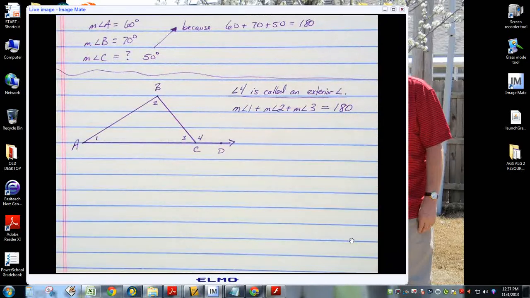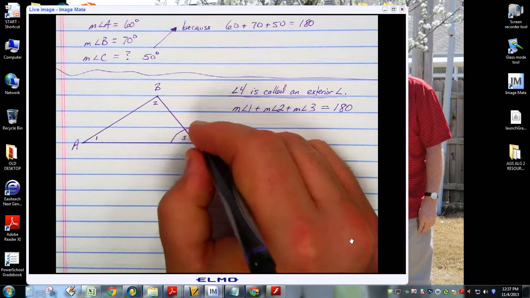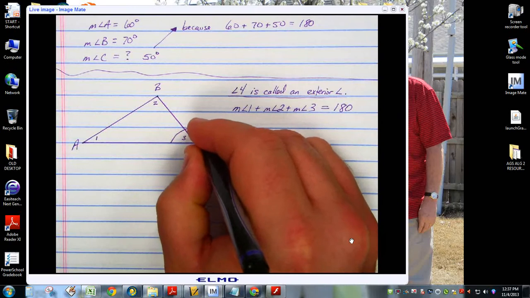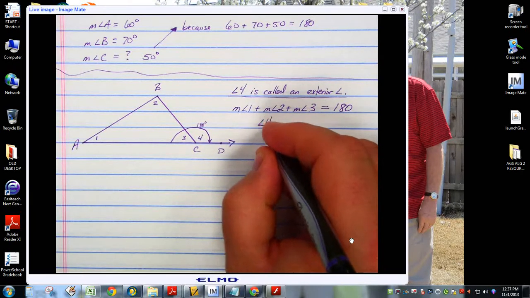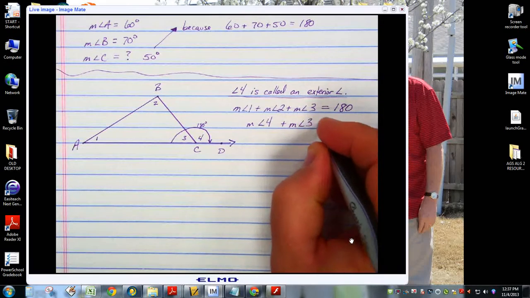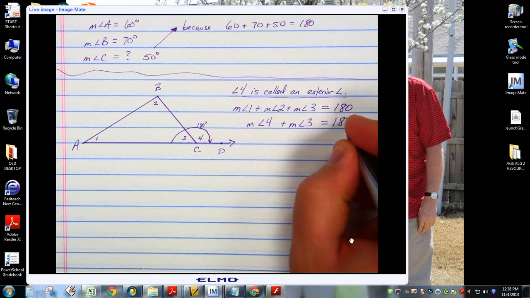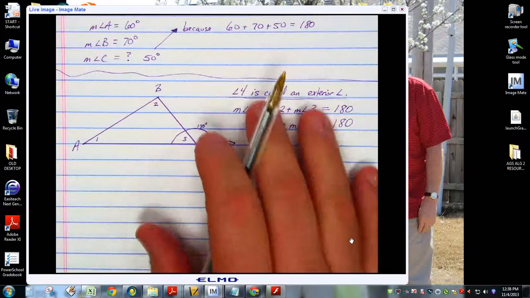Well, what about angle 3 and angle 4? It's on a straight line, so what do I know that here to here is? 180. So what could I say that the measure of angle 4 plus the measure of angle 3 would equal? 180.